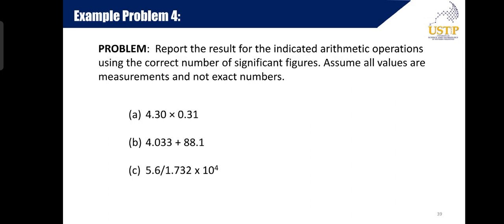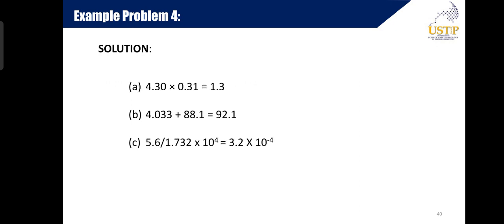For letter C, 5.6 divided by 1.732 times 10 to the power of 4, since it's division, we follow the least number of significant figures. So we've got 2. So again, since A is multiplication with the least significant figures, which is 2, we'll express the answer by 2. 1.3, so it's 2 significant figures.